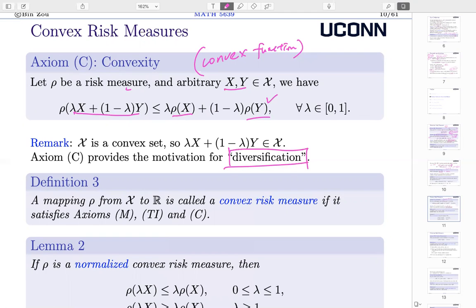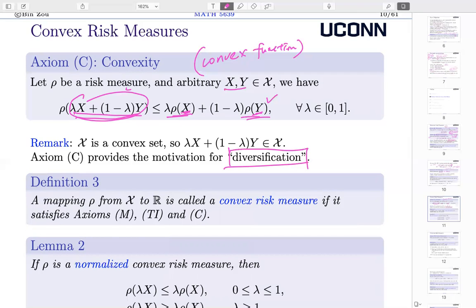By diversify means by converging them, by merging those two risks together, you are likely to reduce the risk. Okay, this gives us some motivation for diversification in portfolio management and merging in business operation, because you can think of it this way. X is one business line, Y is another business line. So if you leave them as independent, the risk is bigger than the risk of merging those two business lines together. So again, that's the concept of diversification, right?